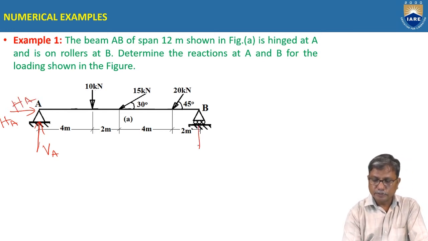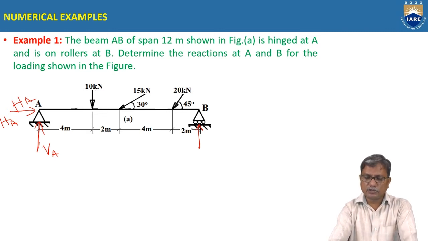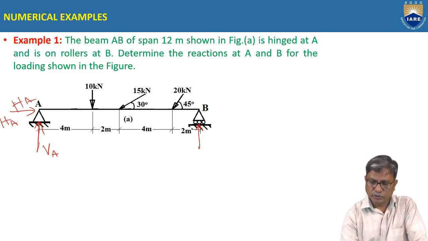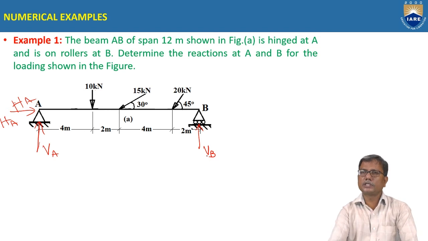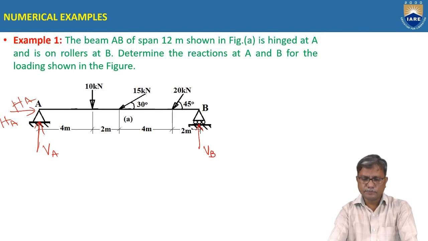And coming to B, it restrains only vertical displacement. It is free to move in the horizontal direction. So it offers only one reaction, which is perpendicular to the support. The support is horizontal, so the reaction will be perpendicular to that. That means it is vertical. The support at B offers vertical reaction VB.